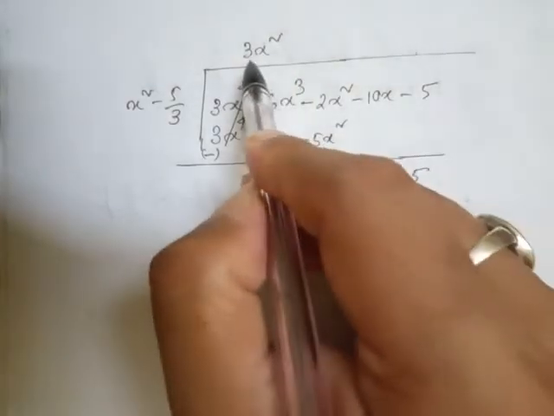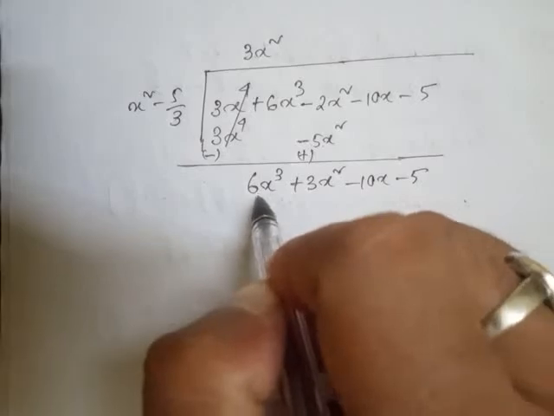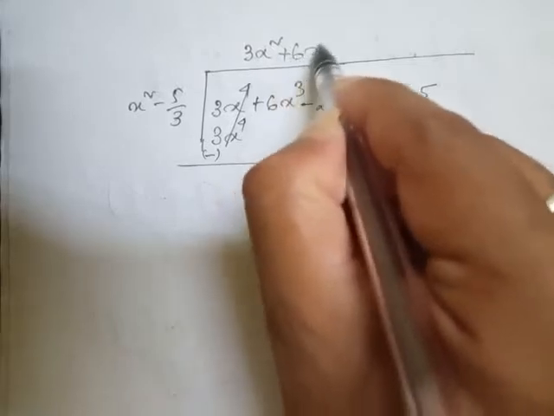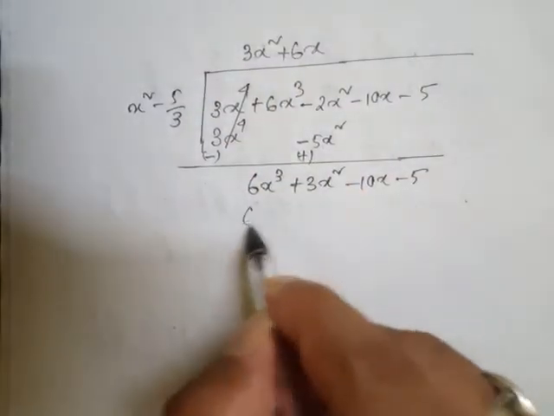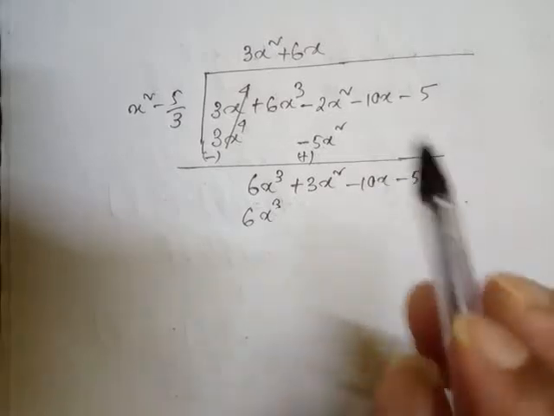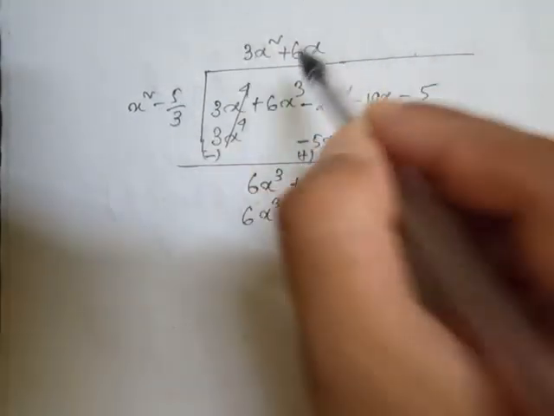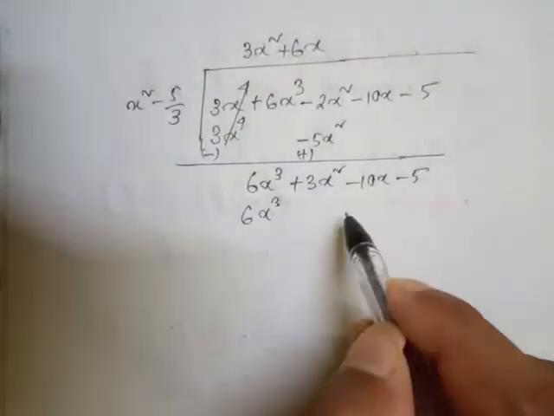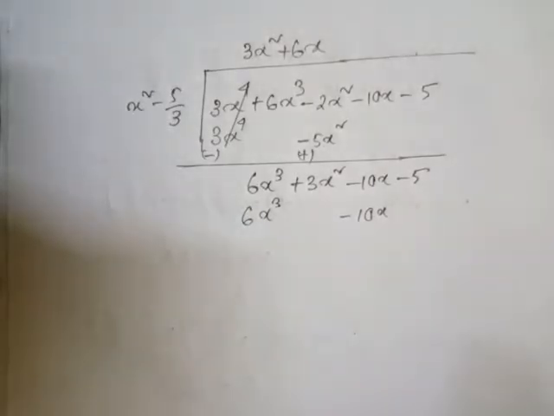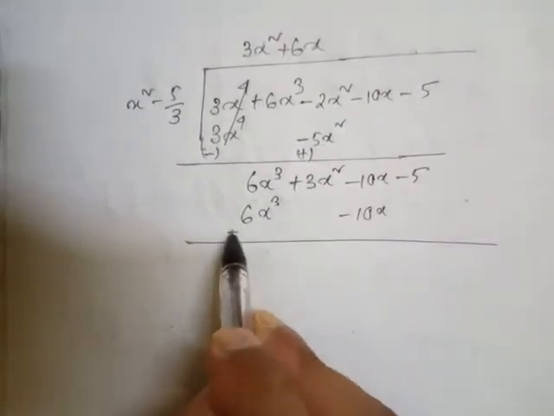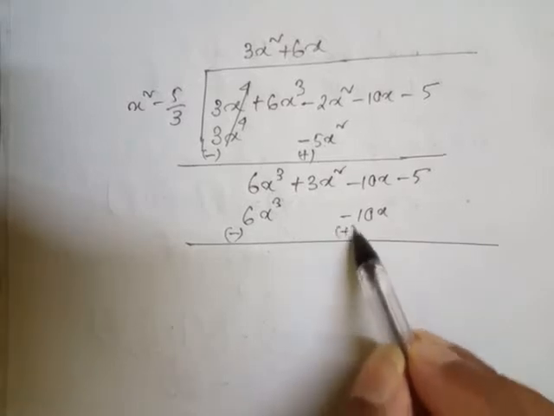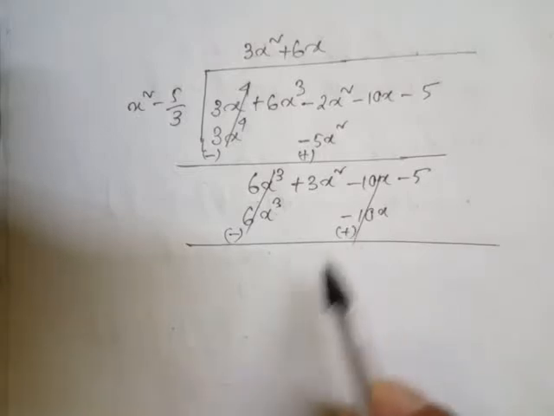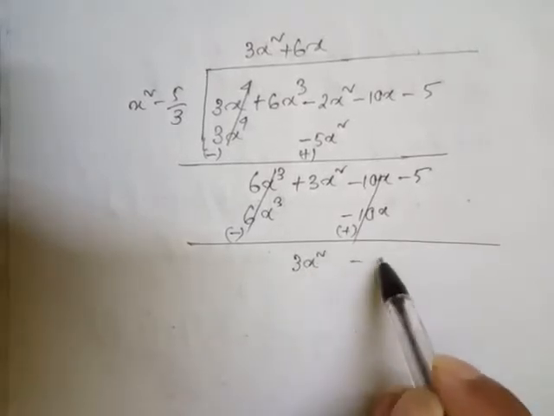Now look, after that there is 3x square and now there is 6x cube. So we'll put down here plus 6x only. Plus 6x into x square is plus 6x cube, and the next one is minus 5 by 3 into 6. So 3 into 6, which means 5 into 10, so minus 10x will be here. Now after that this plus becomes minus and this minus becomes plus. So these two will cancel here. After that only 3x square and minus 5 will be here.